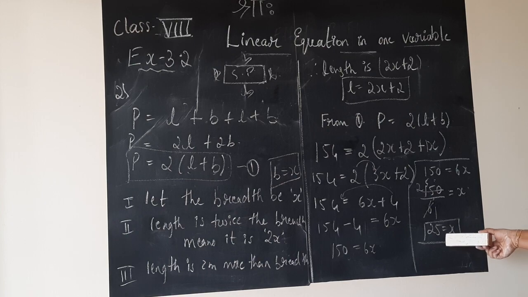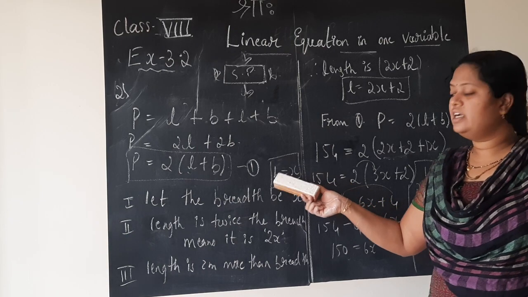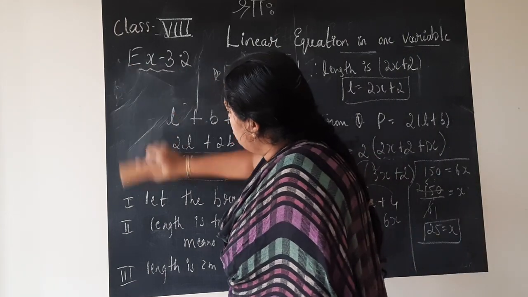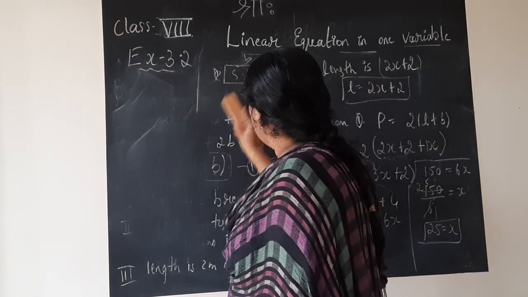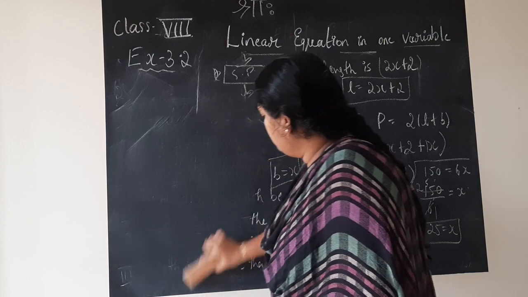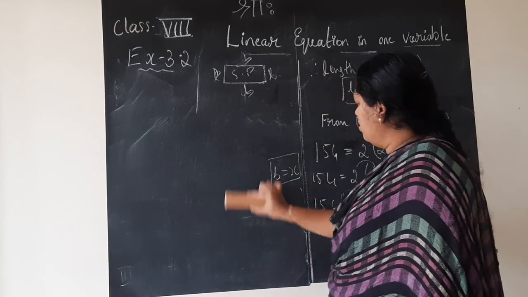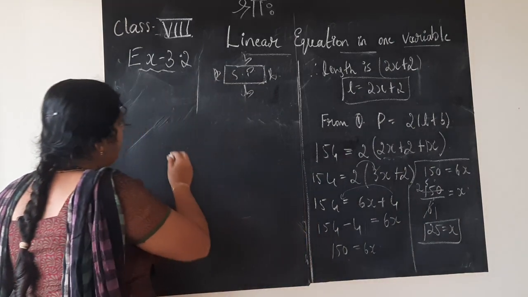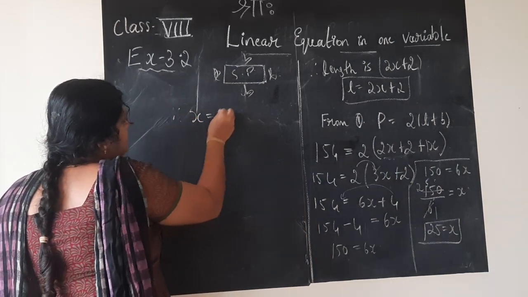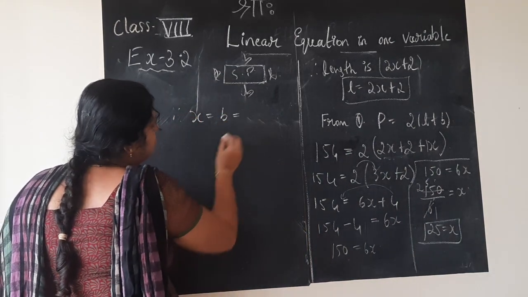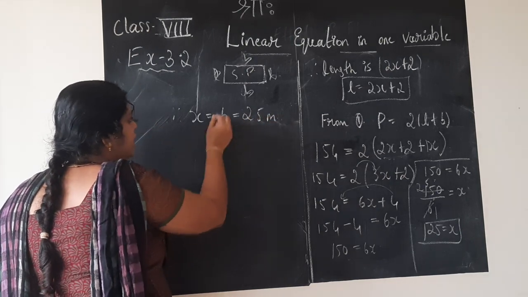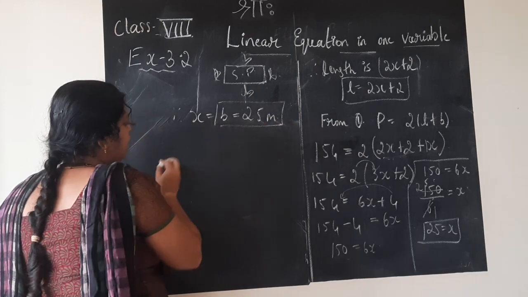If we are getting x is 25, what is x? It is nothing but the breadth of the rectangle. So children, if I erase this part, I will write it here. We know clearly that x is nothing but b, that is breadth. Therefore, x is equal to b, that is breadth is equal to 25 meter. So we find out its breadth is 25 meter.